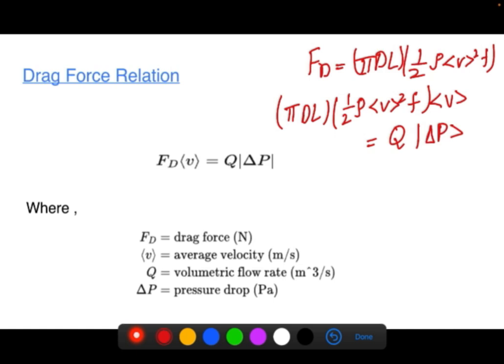Simplifying the equation further, we get delta P equals 32 rho L f Q square by pi square d to the power 5.